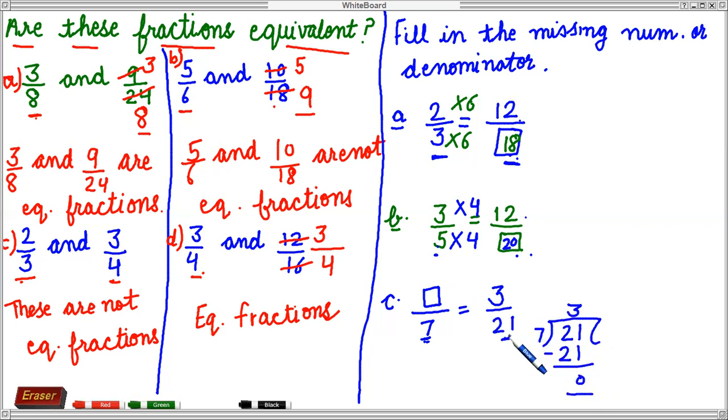So it means we divided 21 by 3 and we got 7. 3 times 7 is 21. So we have to divide this numerator also by 3. Let us divide the numerator by 3. 3 times 1 is 3. So the answer will be 1.